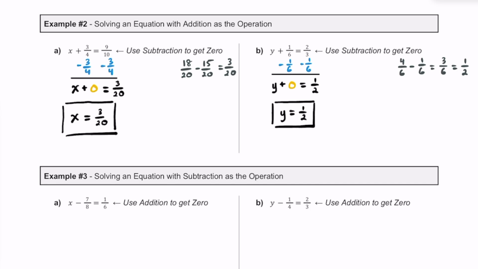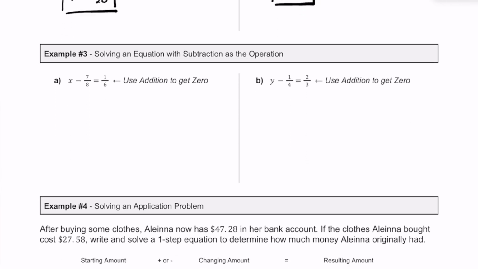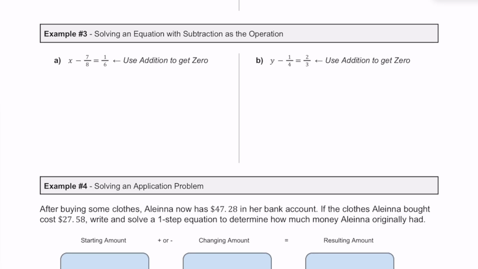For both of these examples, if you take this 3/20 and you plug it in right here for x, if you add on 3/4, you can check it, it will equal 9/10. It must, okay? For this one, if you take this 1/2 and you substitute it in here for y, if you take 1/2 and you add 1/6, you will get 2/3. It must be true. Let's try a couple quick examples if our operation is no longer addition.